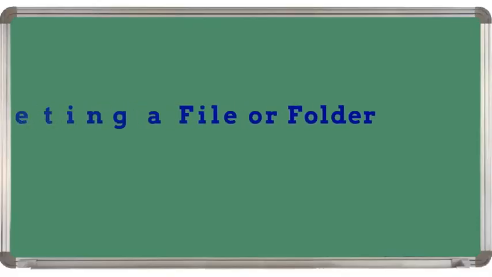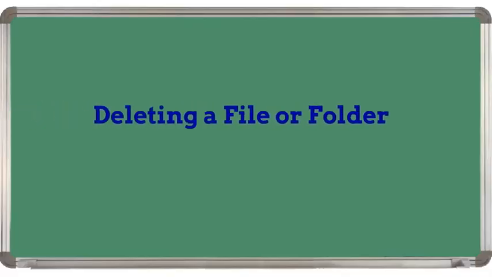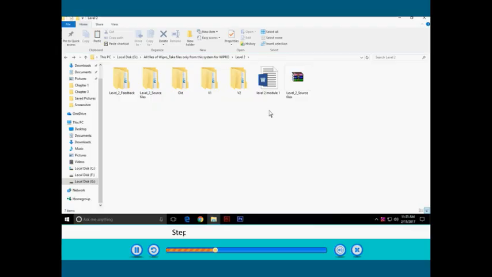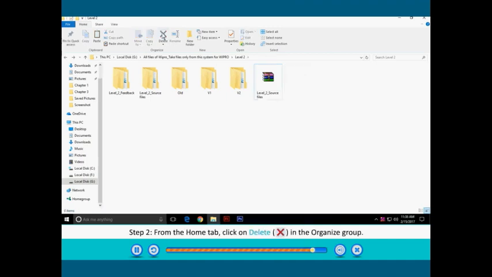Deleting a file or folder. Step 1. Select the file or folder to be deleted. Step 2. From the Home tab, click on Delete in the Organize group.